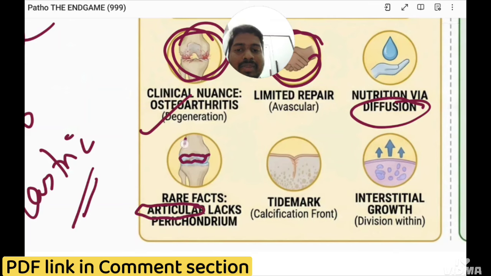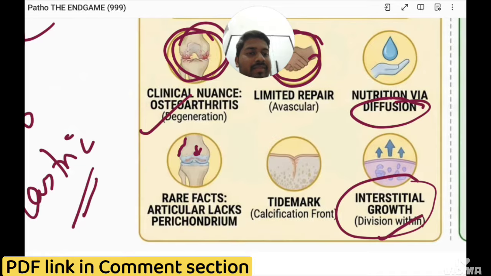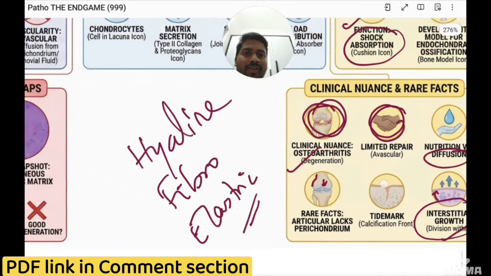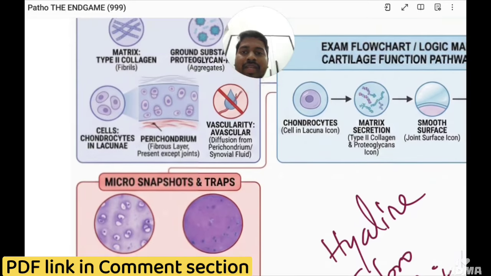Perichondrium means the outer covering of the cartilage. So that's why all the nutrients, whatever is there, go through diffusion only. And there is interstitial growth, that is division from inside to out. That is the endochondral model of bone ossification.